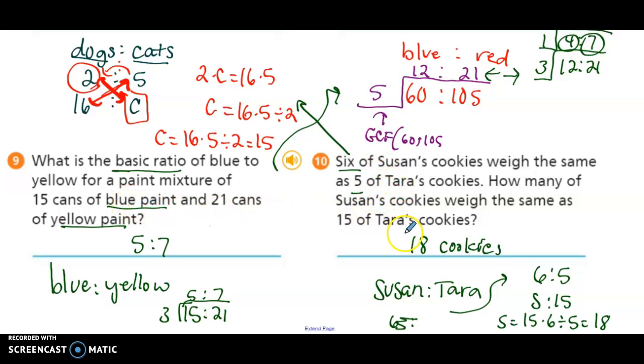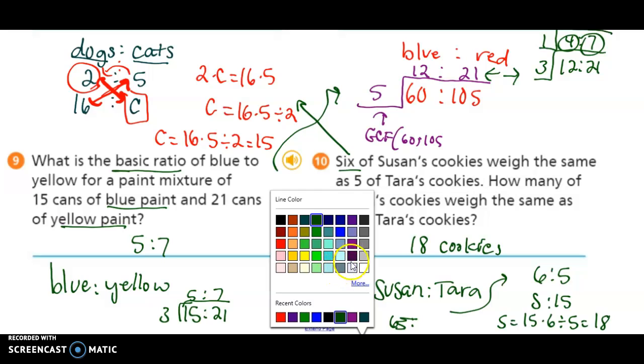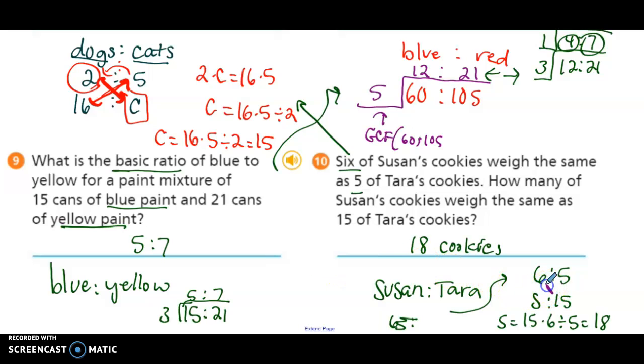Here is a basic proportion question. 6 of Susan's cookies to 5 of Tara's. How many of Susan's cookies do we have if Tara's cookies weigh 15? Once it's set up correctly, grab your calculator, cross multiply on your calculator. Here I have 2 numbers diagonally, so I would punch in 6 times 15, and then I would divide by this lonely guy here that doesn't have a factor diagonally from it.